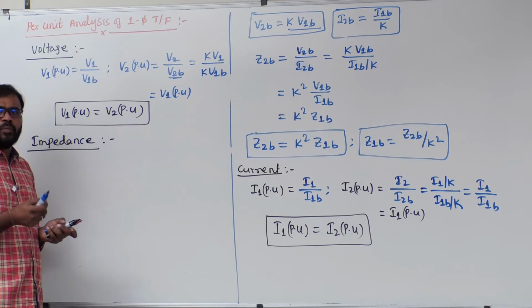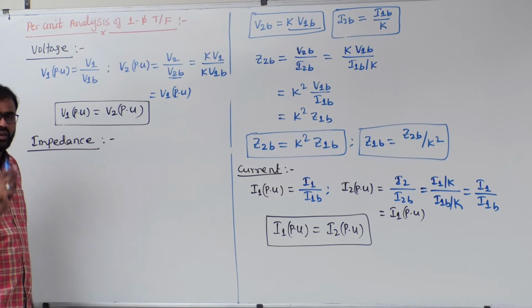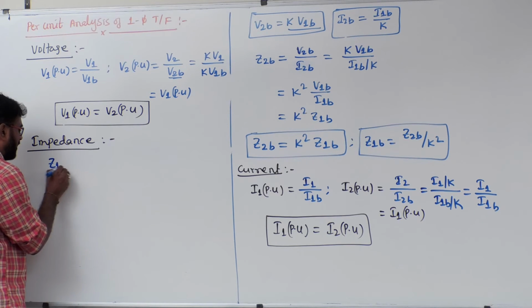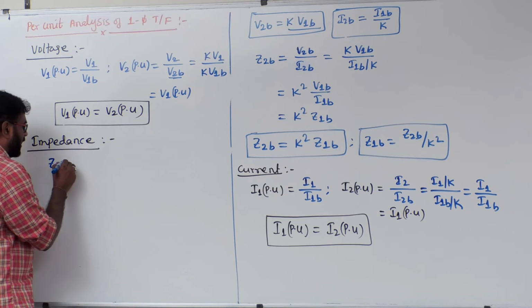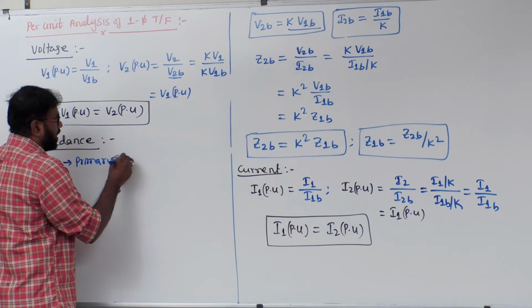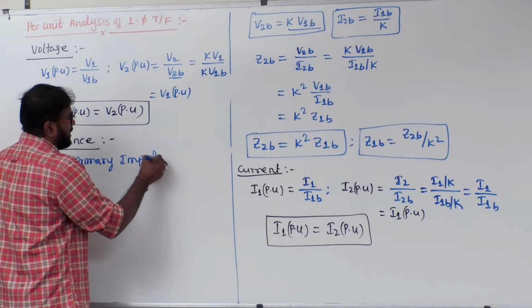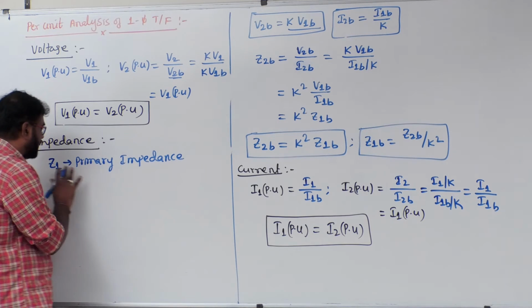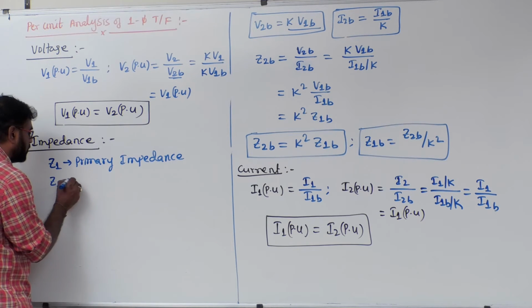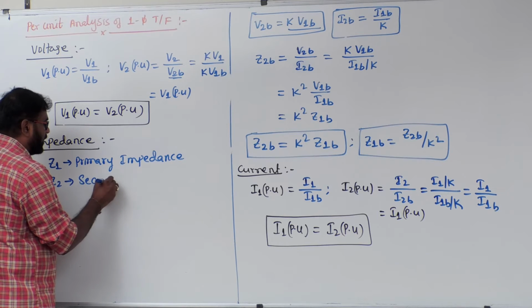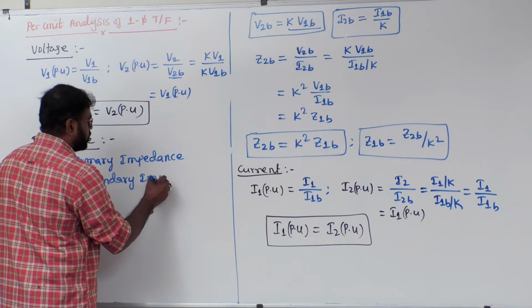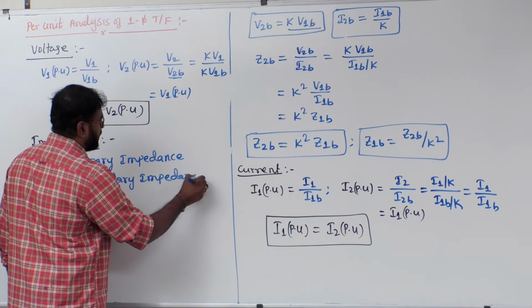Now we will see the impedances. But careful, when it comes to a transformer, there exist 4 different impedances. Z1, careful, this is the primary impedance. Don't call it impedance referred to primary. It is just the primary impedance. What is Z2? This is the secondary impedance. Z2 means it's the secondary impedance.